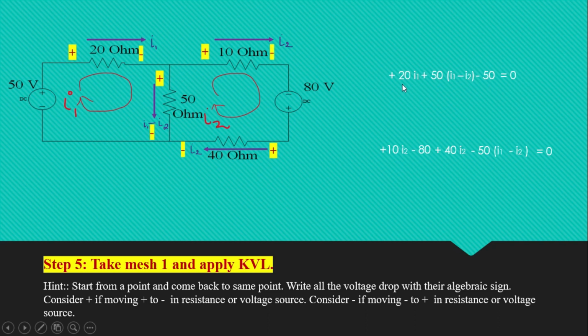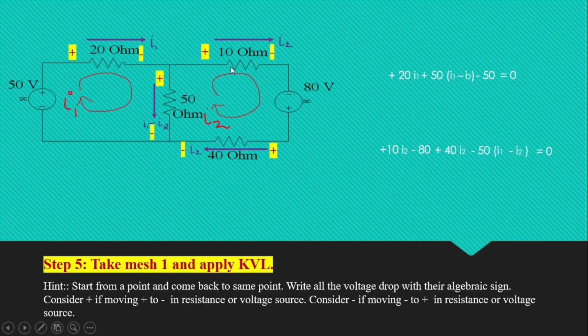So this is because the sum of the voltage drops in every element must be 0. For mesh 1, we have three elements: a 20 ohm resistance, a 50 ohm resistance and a 50 volt voltage source. So 1, 2, 3. The sum of the voltage drops at every element should be 0. This is your KVL, Kirchhoff's voltage law, which we are showing for mesh 1.